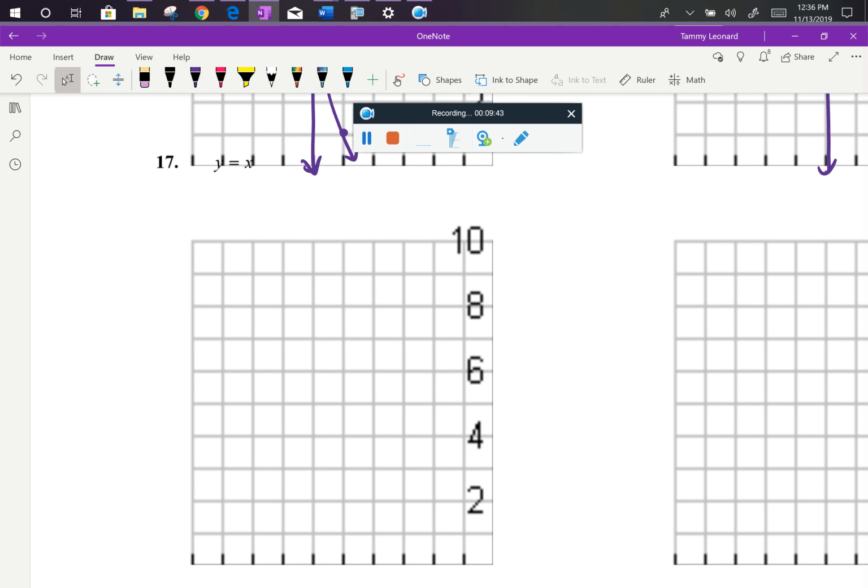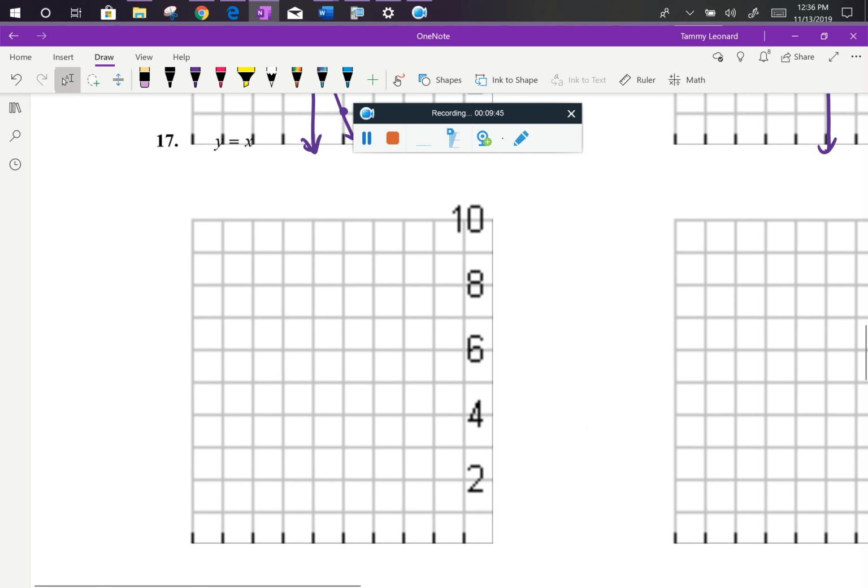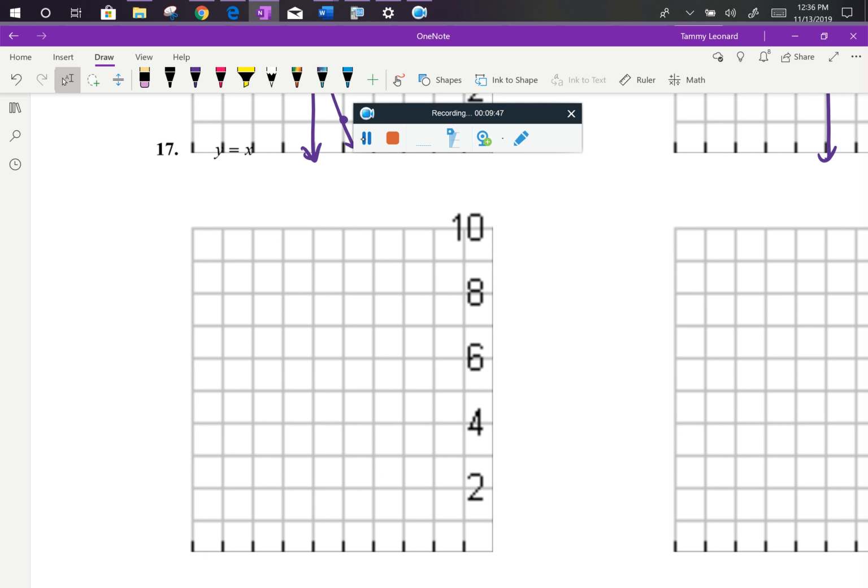In number 17, it looks like we have the line y equals x, which is a nice 45-degree line. When we think of this as being y equals mx plus b, we can see that the b is 0 and the slope is 1, because those are the two numbers that don't need to be written in those respective positions. 1 times anything doesn't change, and 0 plus anything doesn't change.